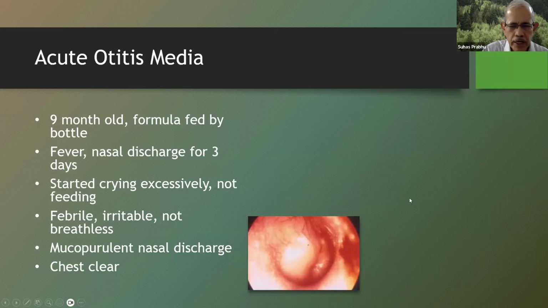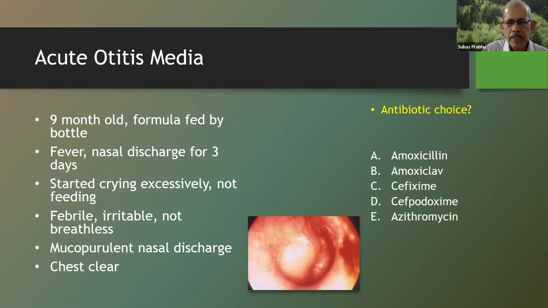Again, you don't need any tests. You don't need any blood count. You don't need any CT. You don't need any X-ray. This is a clinical diagnosis that you can do in your clinic. Okay, so we have a diagnosis. Next question. What antibiotic will you use? Amoxicillin, amoxiclav, cefixime, cefpodoxime, or azithromycin? 10 seconds again for you to give me an answer.